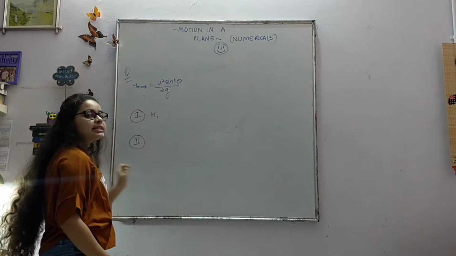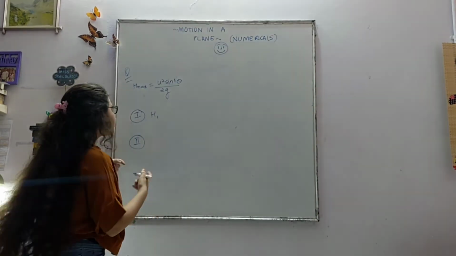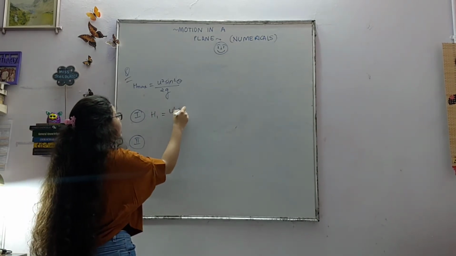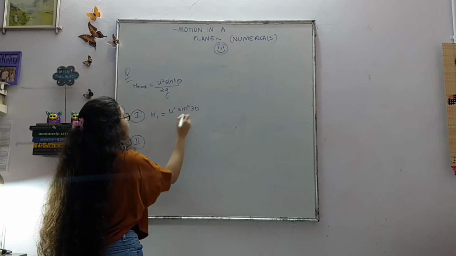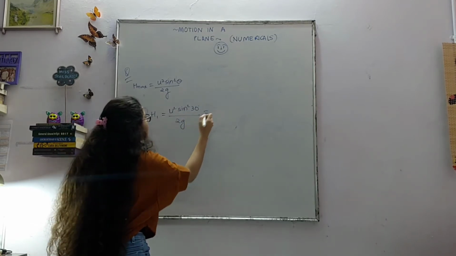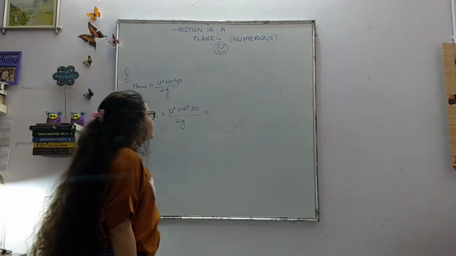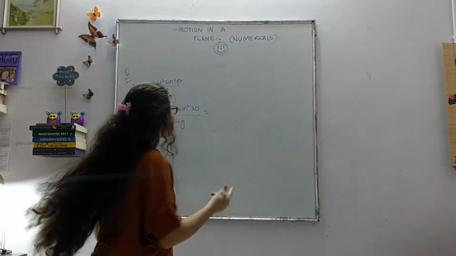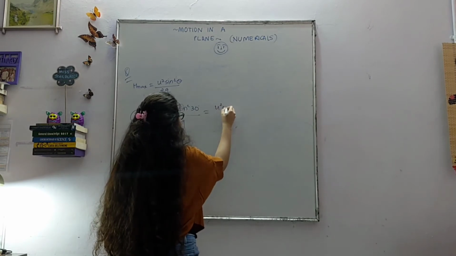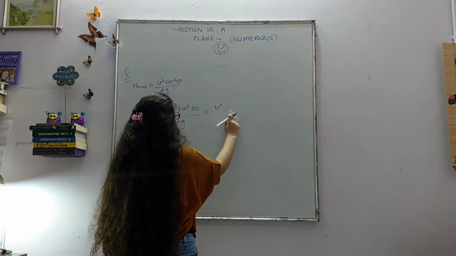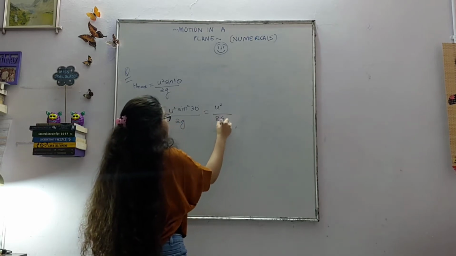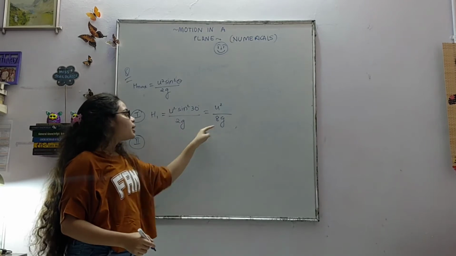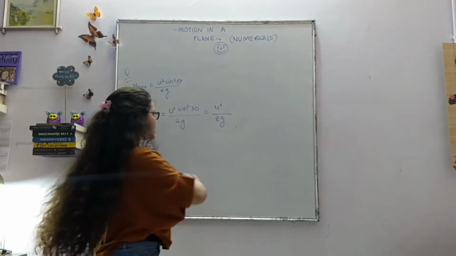Right? First of all, in case 1, there are 2 cases here as well. Let me consider this as h1. So h1 is u square sine square 30 by 2g. What is sine square 30? Sine 30 is 1 by 2, so sine square 30 is 1 by 4. So u square by 8g. I hope you got it. This is 1 by 4, 4 into 2 is 8. So u square by 8g. This is your first case.